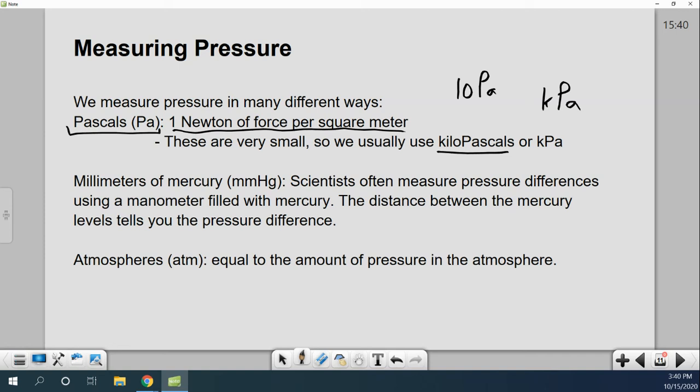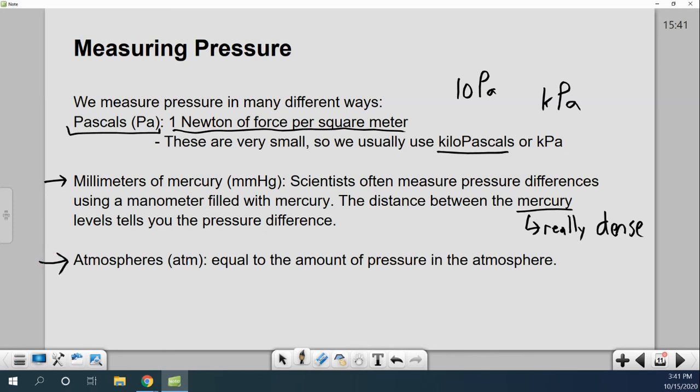The second common measurement, as we talked about, still used today, is millimeters of mercury. Scientists often will measure pressure differences using a manometer, just filled with mercury. So that U-shaped tube, stuffed with mercury, off you go. The distance between the mercury levels tells you the pressure difference. Now, why mercury? Because it is really dense, which means it doesn't move much in response to pressures, which means it's not going to shoot up and out the other end of the tube. If you do something like water, which isn't very dense, you would need a massive glass tube to actually measure decent differences. So mercury doesn't move as much because it's so dense, which makes it ideal for measuring bigger pressure differences.